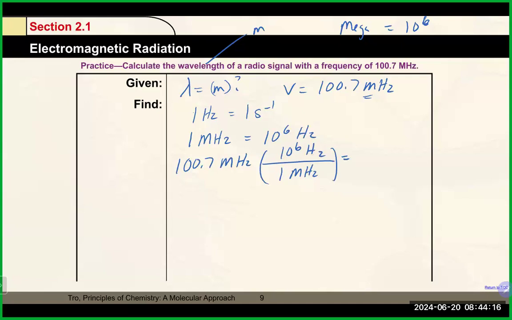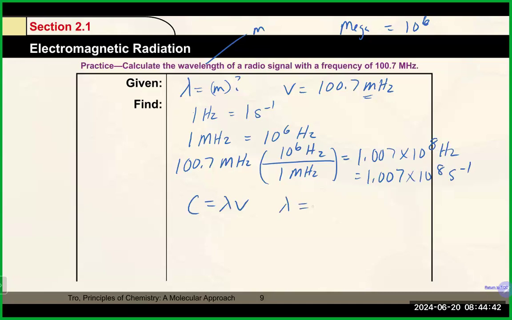And that's going to get us here: 1.007 times 10 to the 8 hertz. And once again, that is the same as 1.007 times 10 to the 8 reciprocal seconds. So again, a hertz is basically the same thing. So taking that now, we could use our equation of c is equal to our wavelength times our frequency.